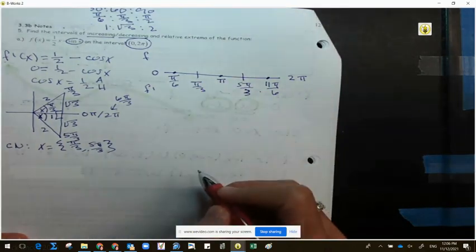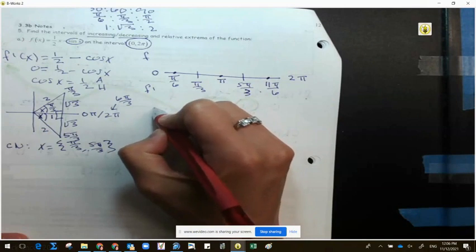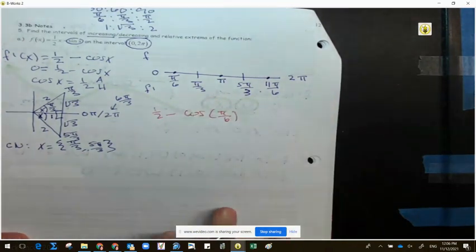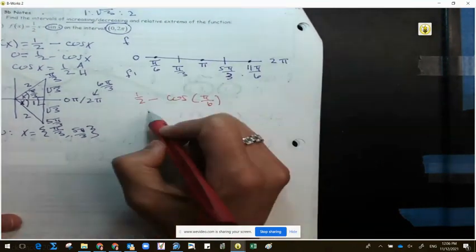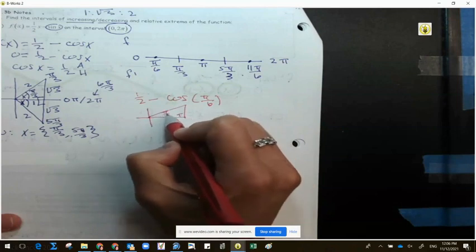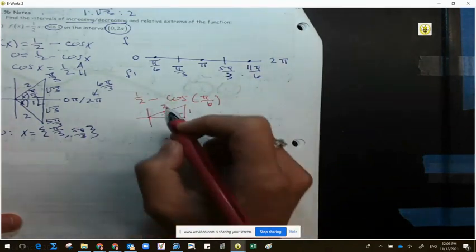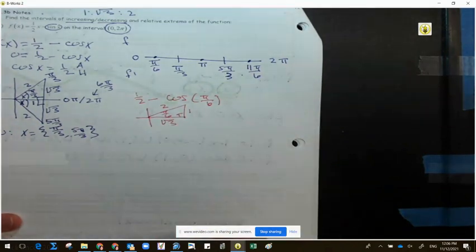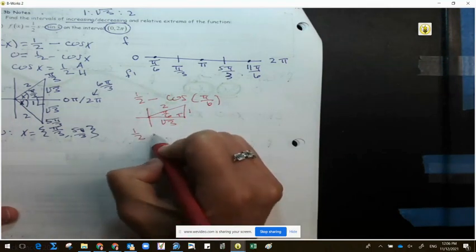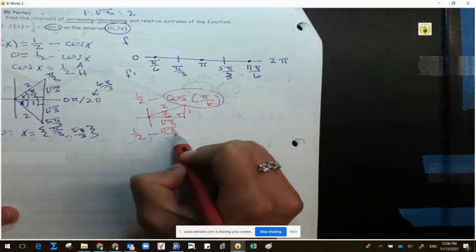So when I test my pi over 6, that's going to go back to this form right here. Let's write out 1/2 minus cosine of pi over 6. As a reminder, I'm going to draw pi over 6 because it's been a while. So we know pi over 6 is 1, hypotenuse is 2, adjacent is radical 3. And we know our cosine is adjacent over hypotenuse. So I have 1 over 2 minus radical 3 over 2.